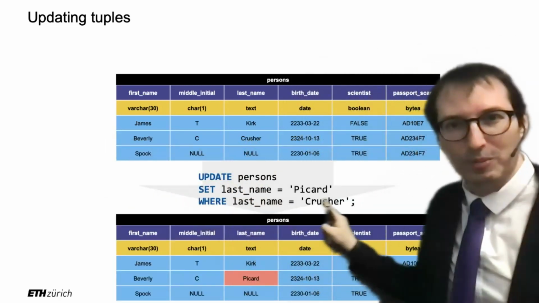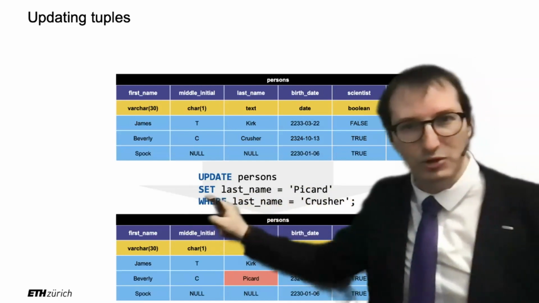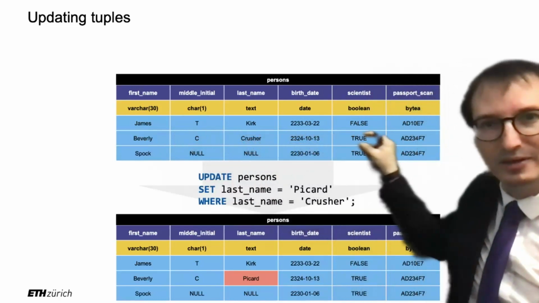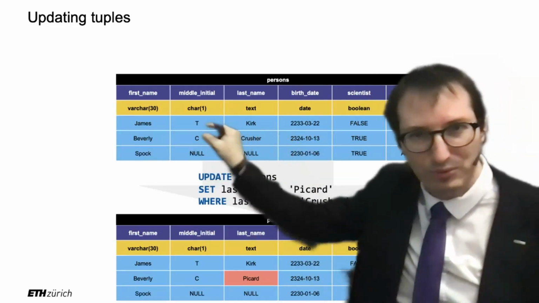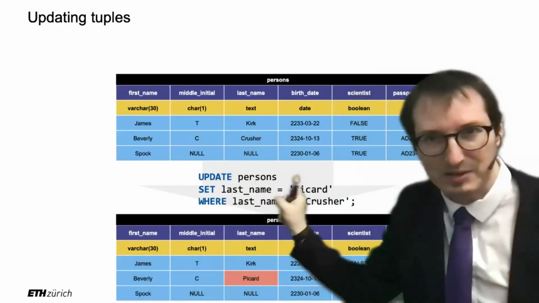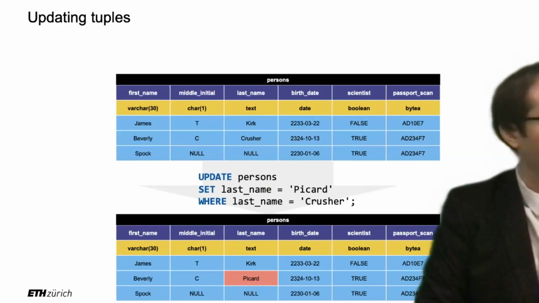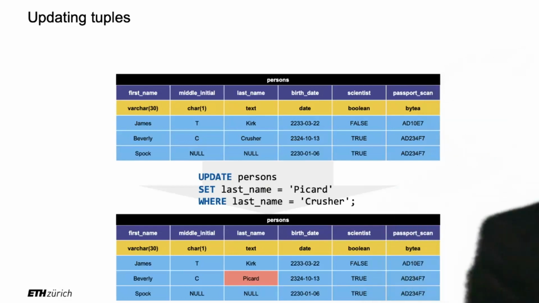So this where, we'll come back to it actually in 2 weeks when we actually query data. It's actually picking this line here, this record, because this is the one where last name is Crusher in the map, right? And so we set last name to Picard and modify it. This is actually modifying the table, right? So that's an update statement. That's DML, right? Because we modify.